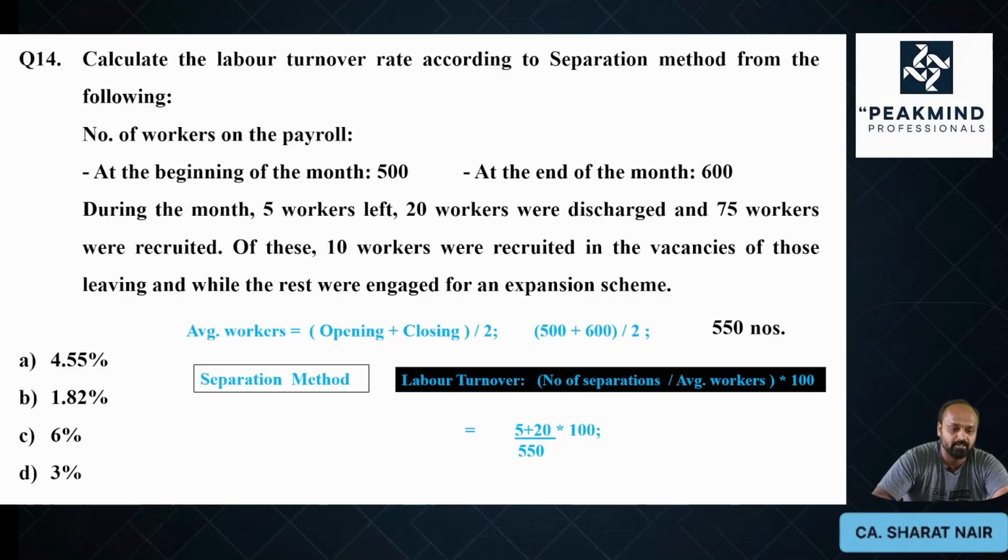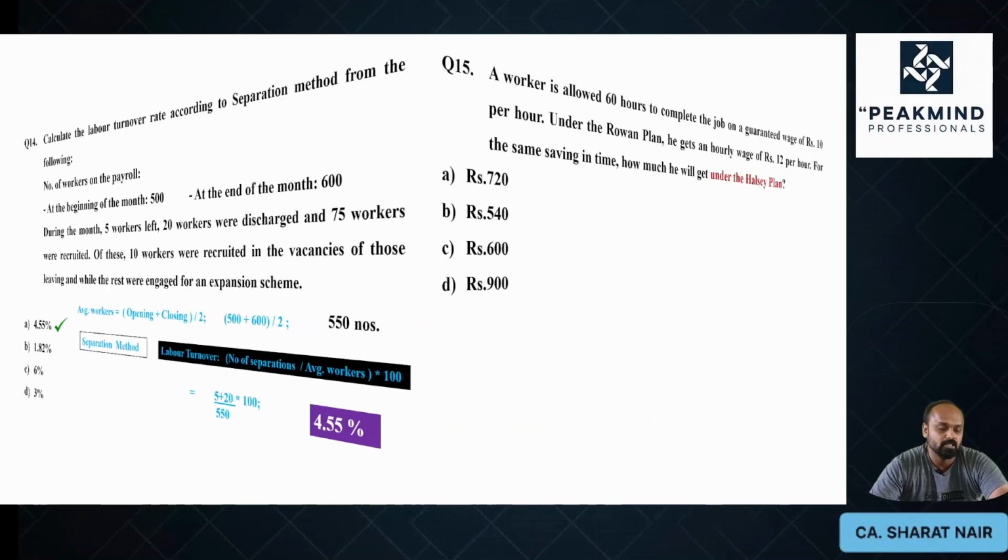I have written the figure from here. 5 workers left, 20 workers were discharged. So 25 divided by 550 into 100, 4.55 percent. So the correct option is option number A, it is 4.55 percent. Moving to the next MCQ.